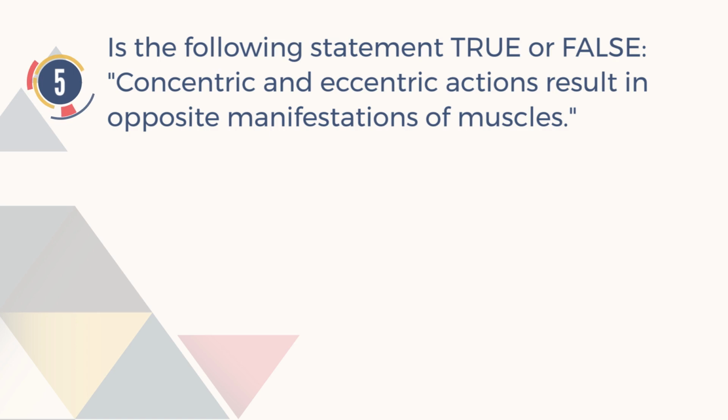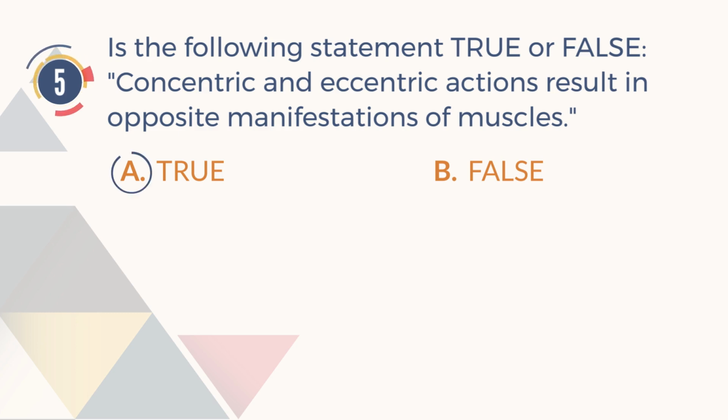Number 5. Is the following statement true or false? Concentric and eccentric actions result in opposite manifestations of muscles. A. True. B. False. The answer is A. True.